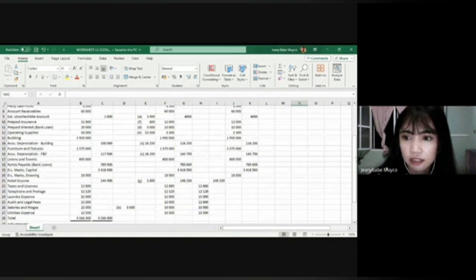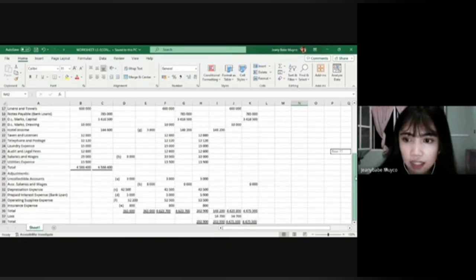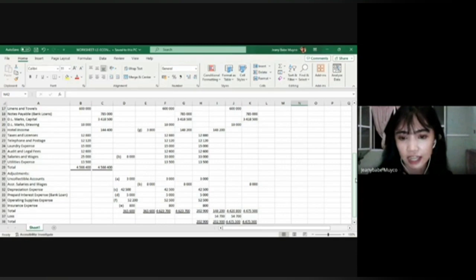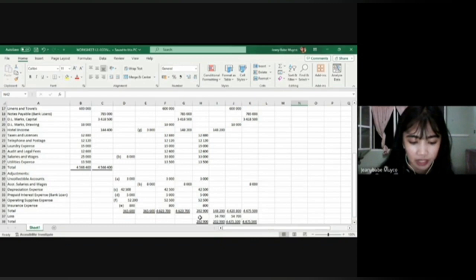After that, we need to get the total amount of both the debit and the credit side of the income statement. So the total amount of debit is 202,900 and the total amount of credit is 148,200. So as you can see, the total debit exceeds the total credit, more expenses compared to income earned. So that means there is a loss.